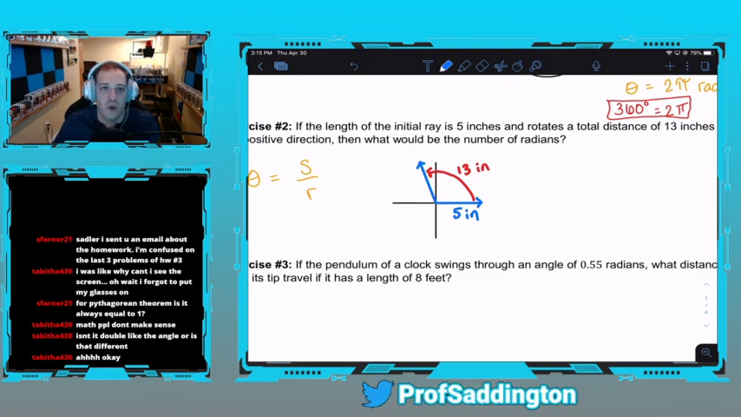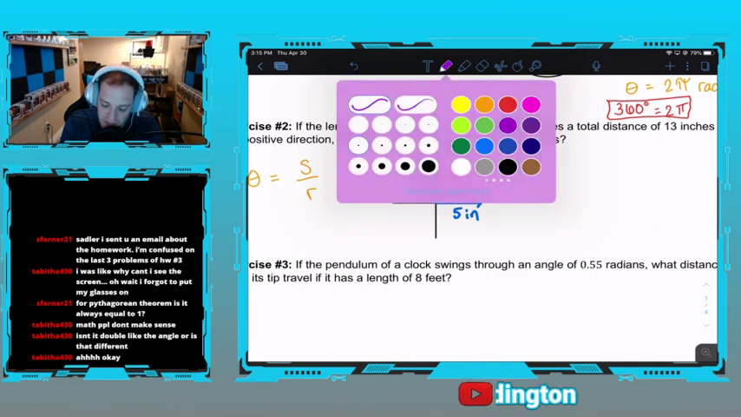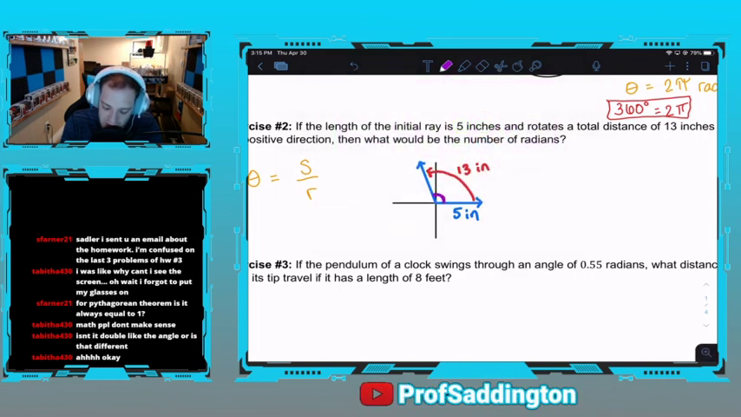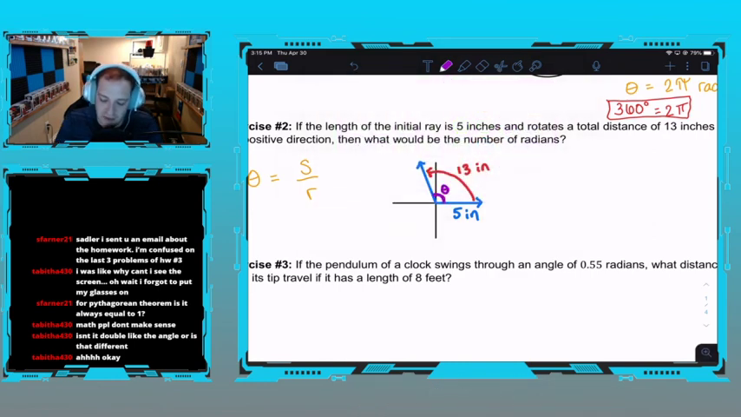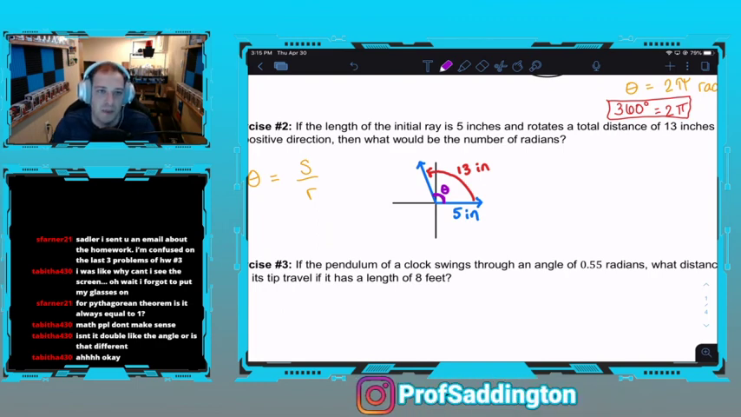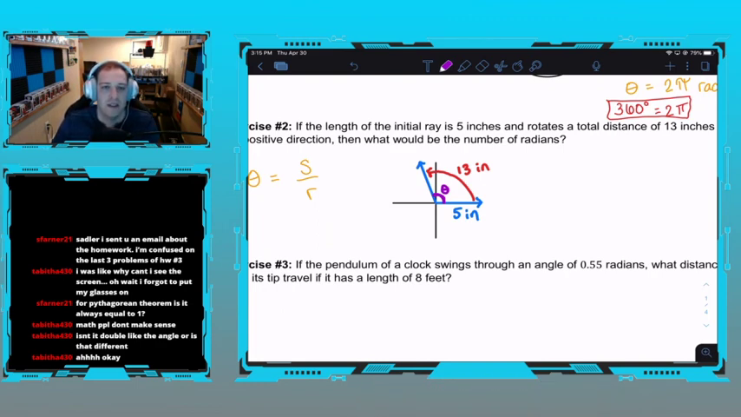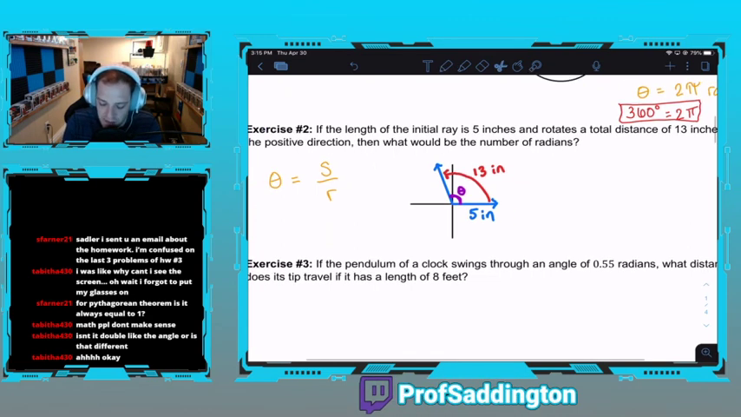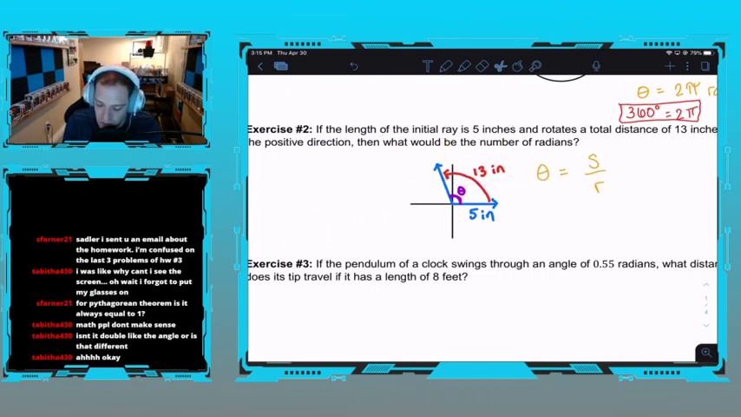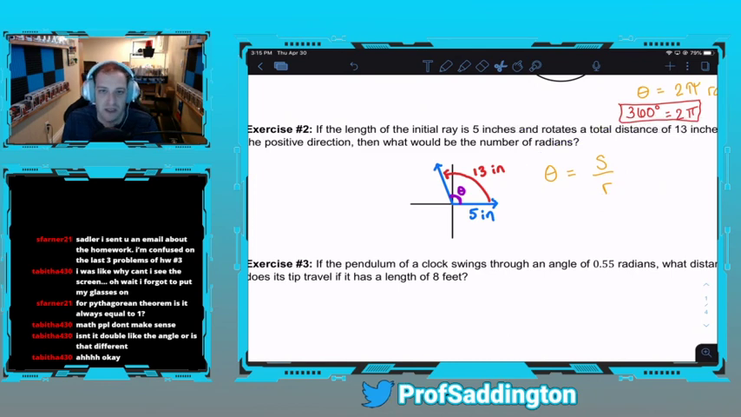This question wants us to find the number of radians. So they want us to find this angle right here. They want us to find theta, because theta is always going to represent your angle. And in this case, they're asking us to find radians. So we just have to figure out where the numbers plug into this tiny formula.